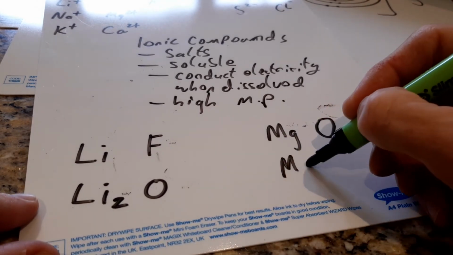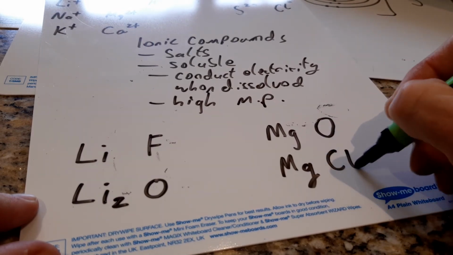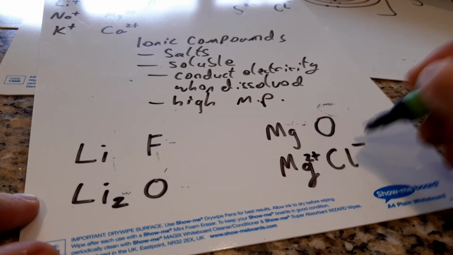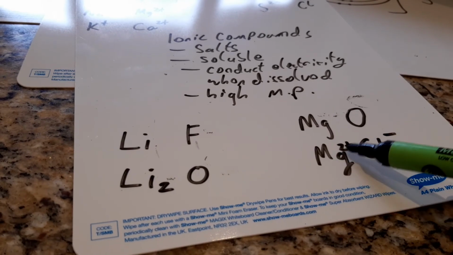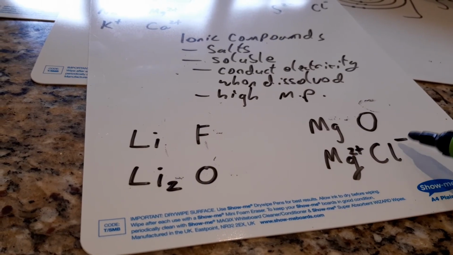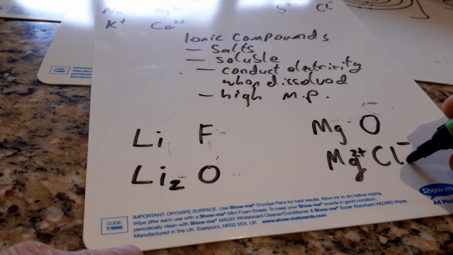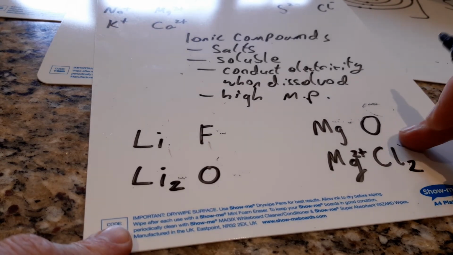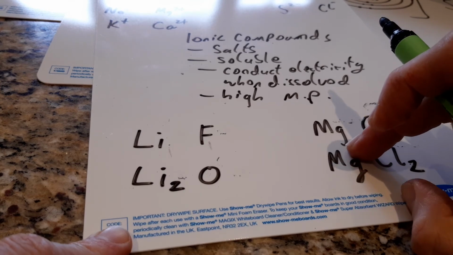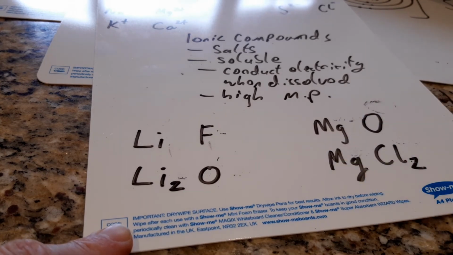But if I take magnesium and chlorine, magnesium is 2 plus and chlorine is 1 minus, now you can see the issue. I've got 2 pluses, but I've only got 1 minus here. So I'm going to need 2 of these chlorides. So I'm going to write 2 in here like that, MgCl2. And now these charges are balanced and I've formed a neutral ionic compound.